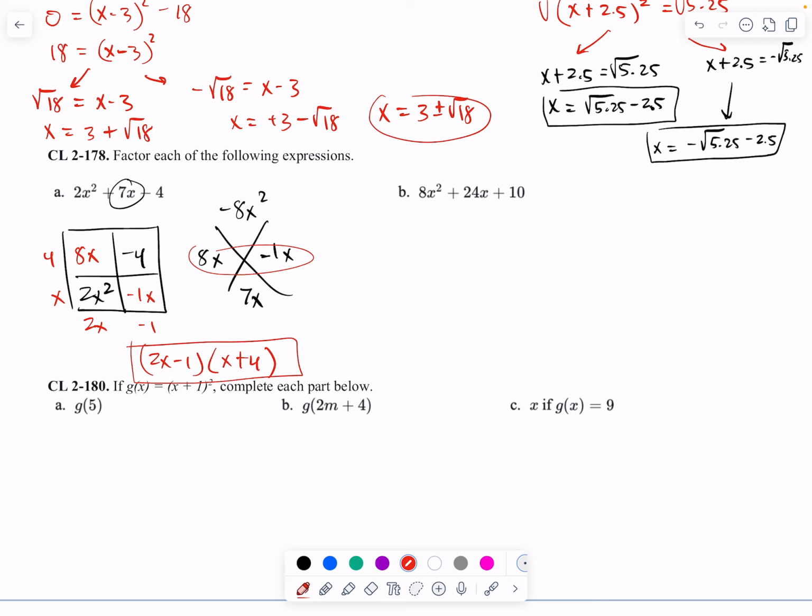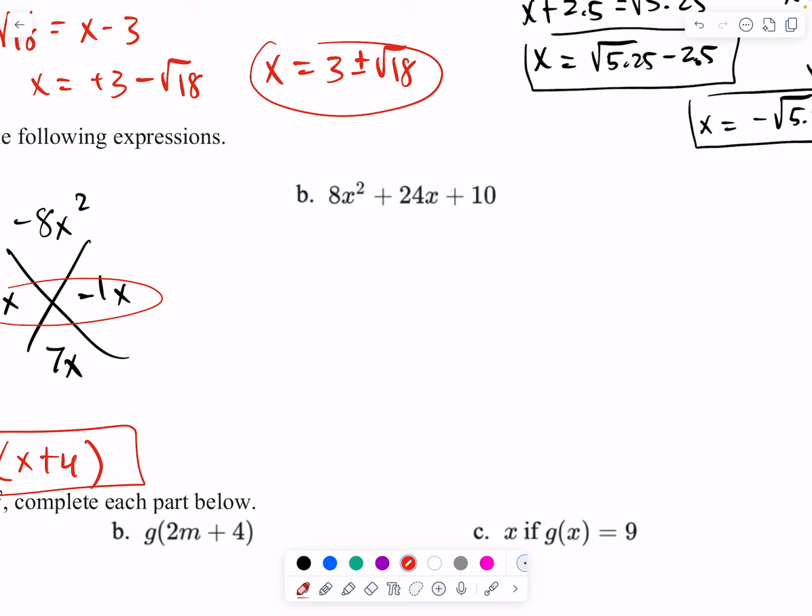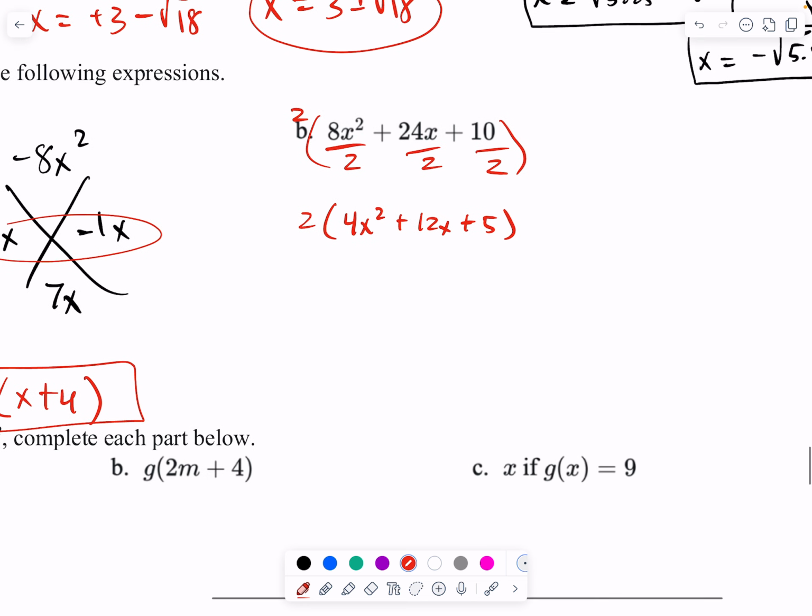All right, over here, before I factor, I always want to check to see if there's a common factor. And if I see a bunch of even numbers, I immediately know that I can divide everything by 2. So that's what I'm going to do. I'm going to divide all parts by 2 and then multiply by 2. And so I can rewrite this thing as 2 times 4x squared plus 12x plus 5. And now I have something that's simpler to factor because I can just focus on this part.